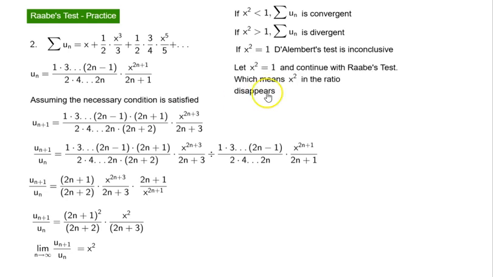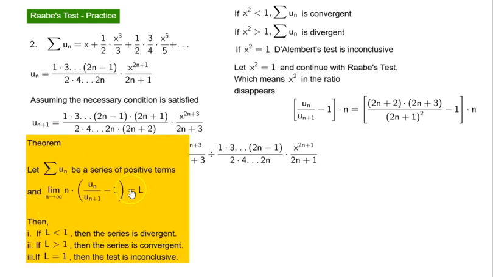So now let x squared be equal to 1 and continue with Raabe's test, which means x squared in the ratio disappears. See, from here, if x squared equals 1, x squared itself disappears. We don't have to consider it anymore. Do you remember? We have to convert what we have into this form. What we have is a ratio that we have to convert into this form.